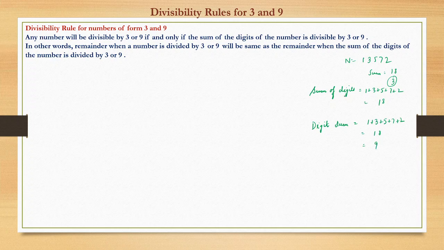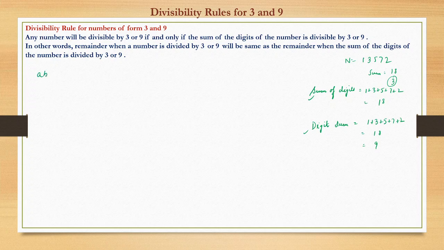So we can check, both of these will give the divisibility test. Either if the sum of the digits is divisible by 3 or 9, then the number would be divisible by 3 or 9. Or if the digit sum is divisible by 3, then it will be divisible by 3 and 9 both. So let us deduce why this rule holds good for such numbers.